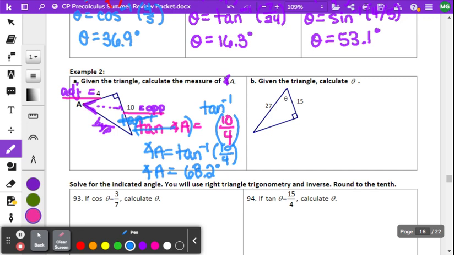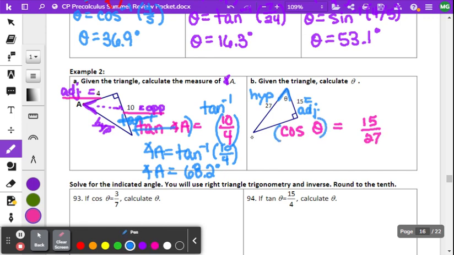Letter B, very much the same problem. We're working from this angle. We can clearly see that the 27 is our hypotenuse, and this 15 is attached over here, so that must be our adjacent side. Which trig ratio uses adjacent and hypotenuse? It's cosine. So we have the cosine of our angle, theta, equals adjacent over hypotenuse, 15 over 27.